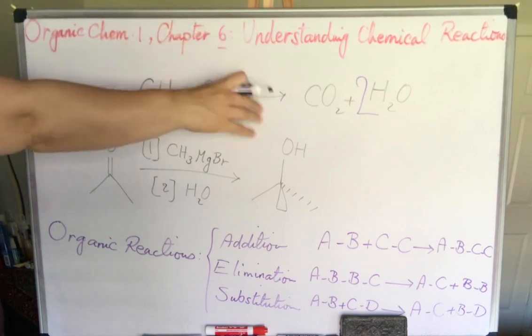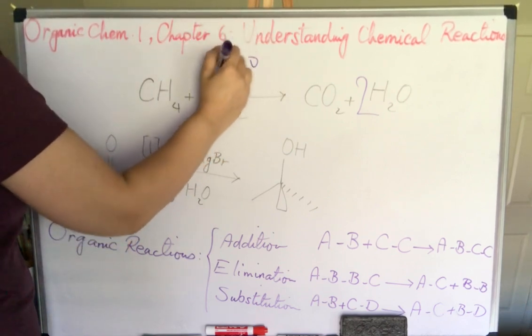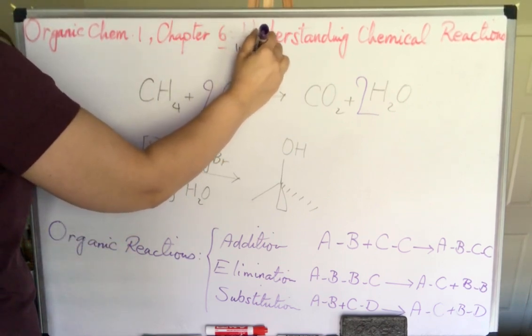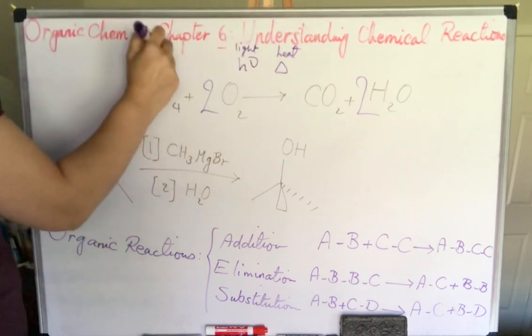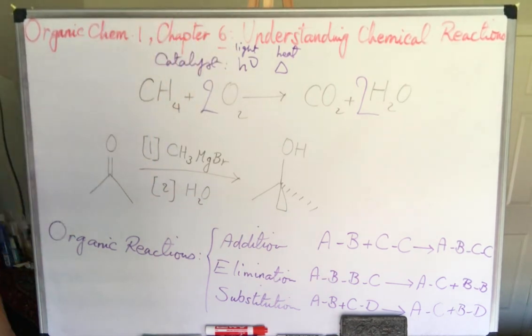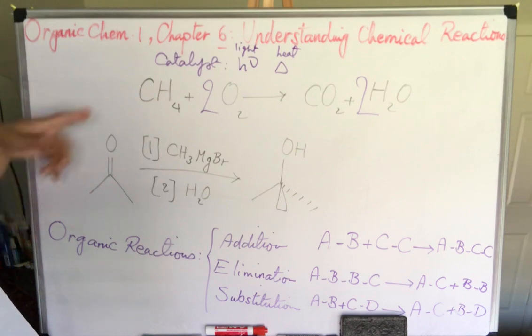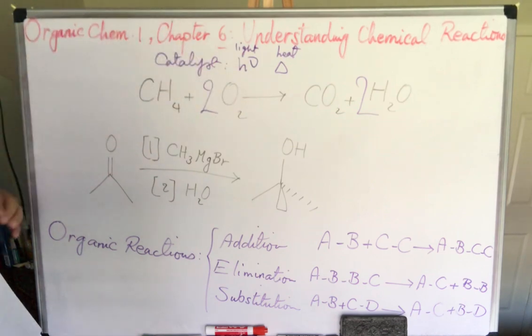On top of the arrow, you might see different things, like H nu, which is light. You might see delta, which means heat. If we use a catalyst, what is a catalyst? It is a substance or something like light that speeds up the reaction but is not used in the reaction. We will talk more about catalysts in this chapter. If you use a catalyst, you will show it on the arrow.